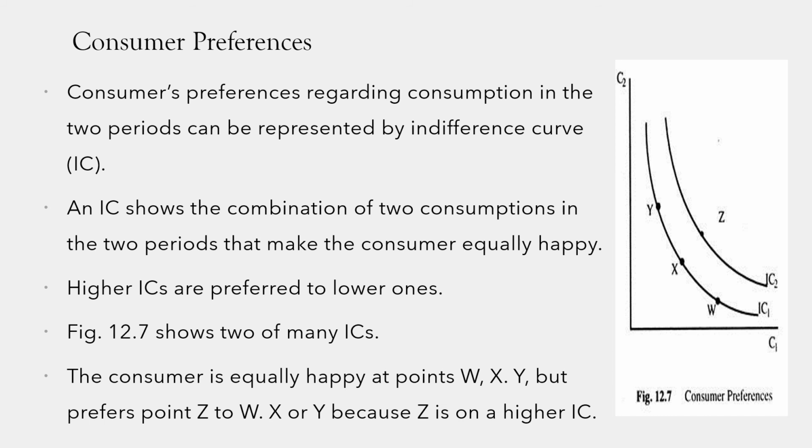The consumer is equally happy at the points W, X and Y, but Z is lying on a higher indifference curve. So here Y, X, W would be equal. The consumer would be indifferent among all these points, but the consumer wants more, right? The consumer prefers more to less. As a result, point Z is superior to Y, X and W, and Y, X and W are inferior to point Z.